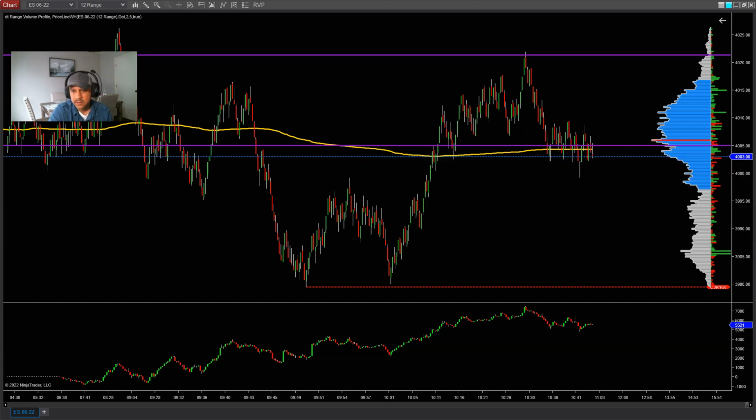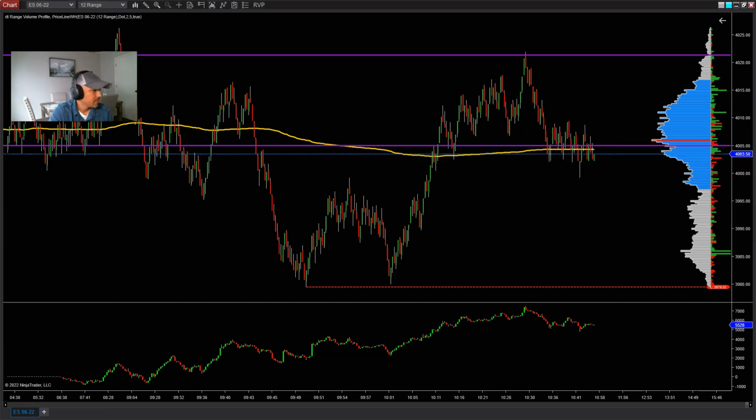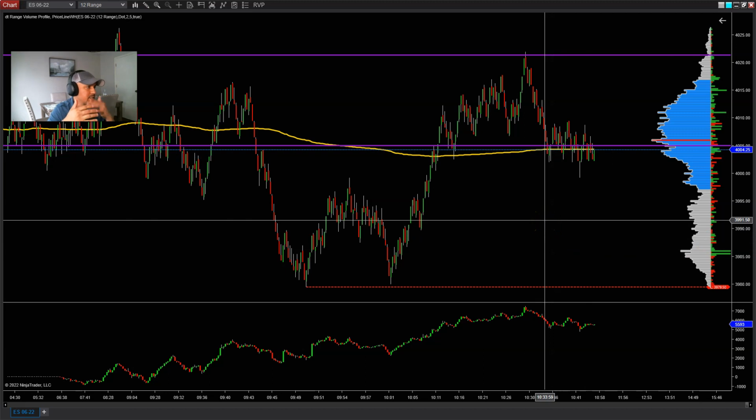All right, so we'll try to keep it rolling here. But all it is, is pullback trading, guys. Like I said, in this case I went long because price pulled back to a small area of demand off the 12 range chart.